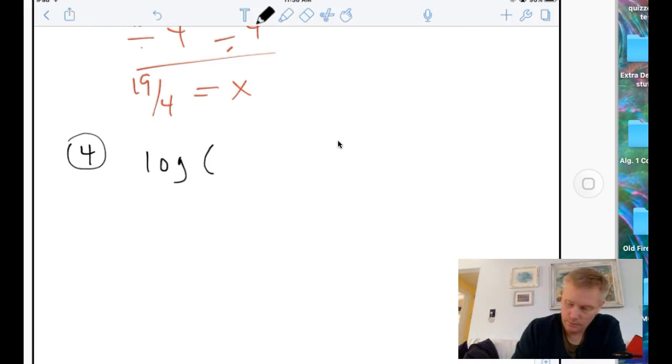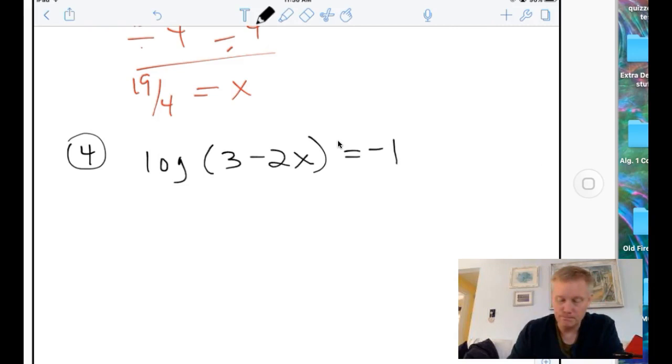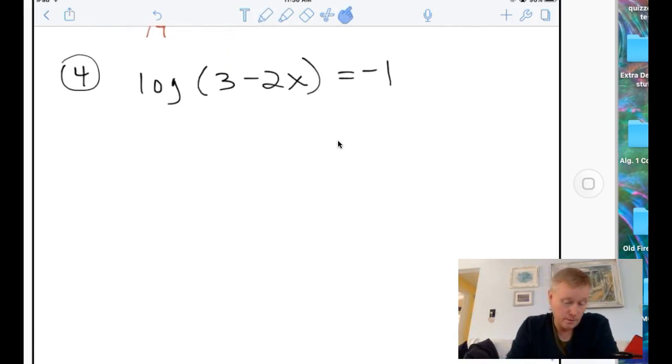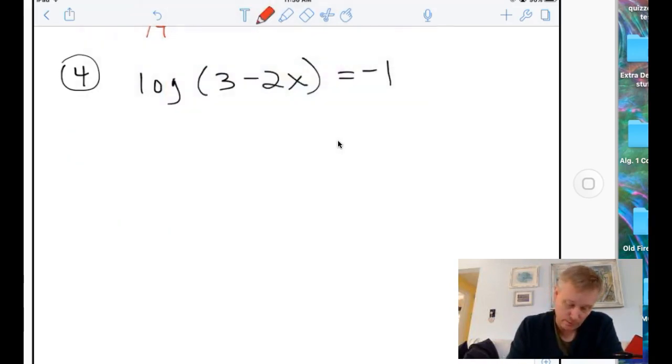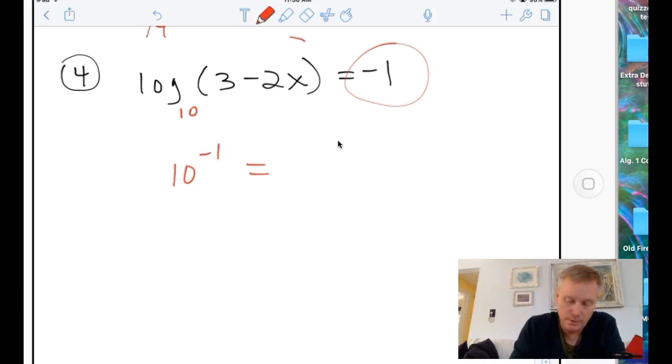Log of 3 minus 2x equals negative 1. Okay, this one's similar. I've already got the log only on one side, so if I switch it over to exponent form, you got to remember that when there's no base there, there's an implied 10. Which means this is the base, this number over here is the exponent, and this one here is the answer, 3 minus 2x.